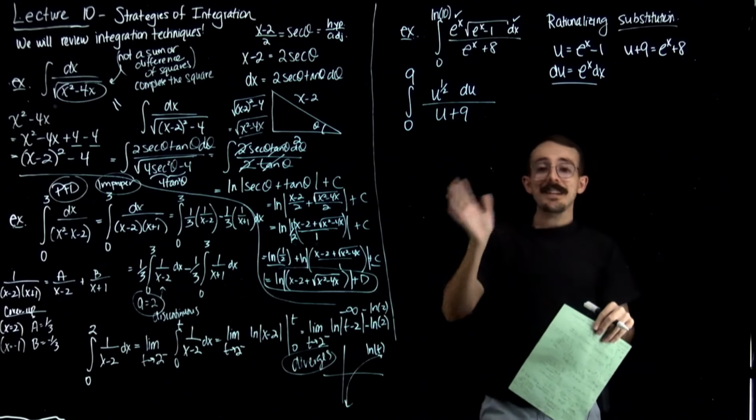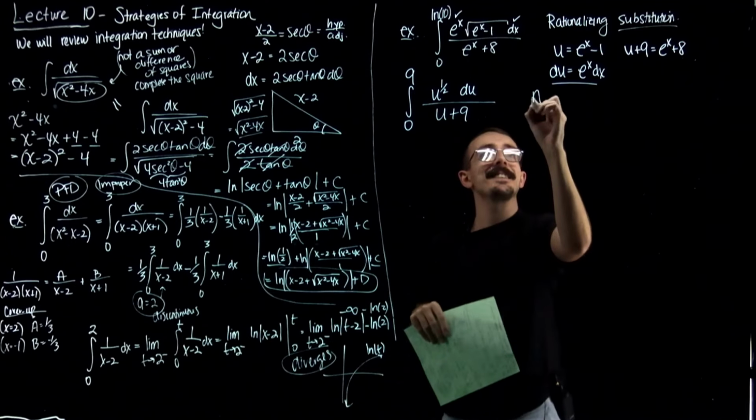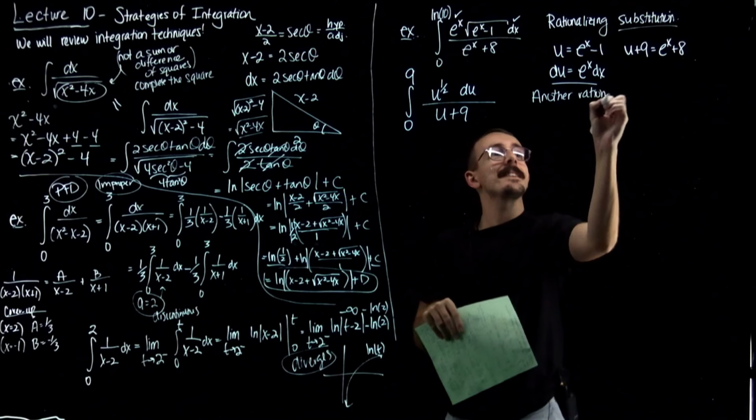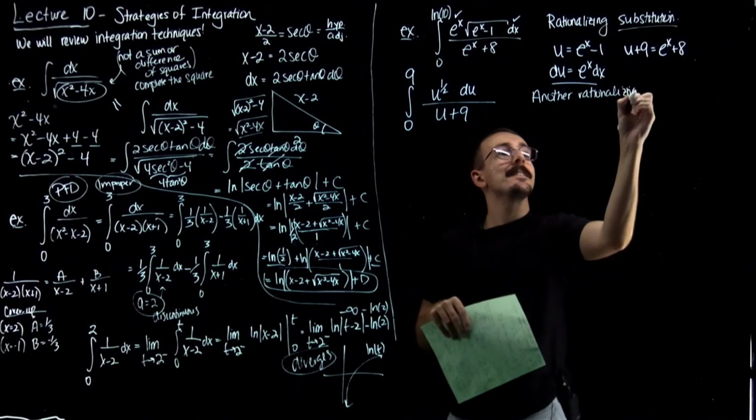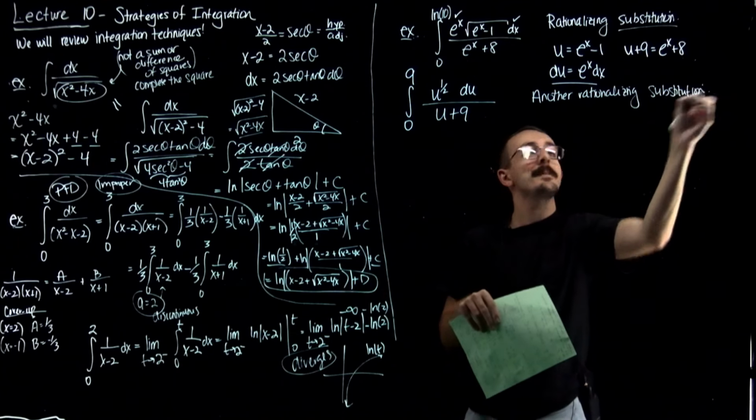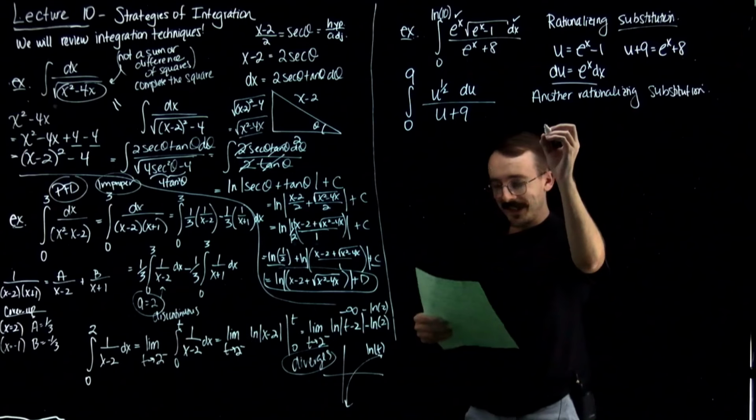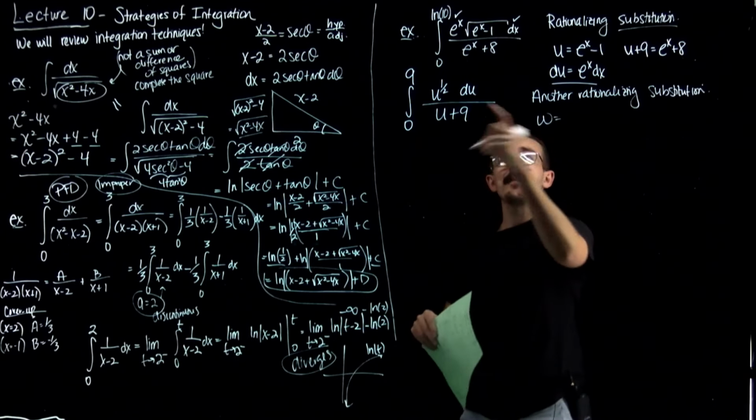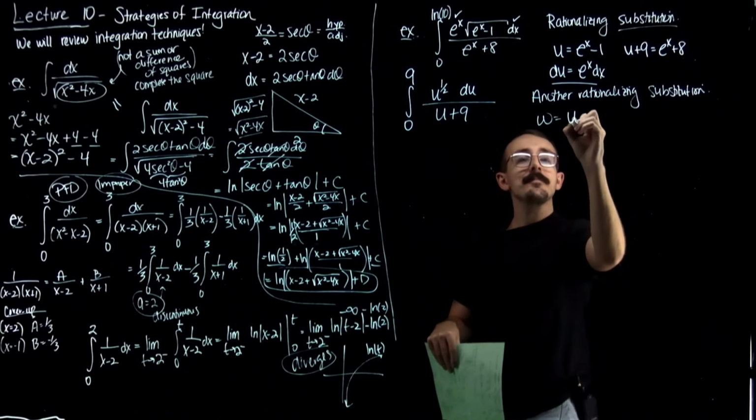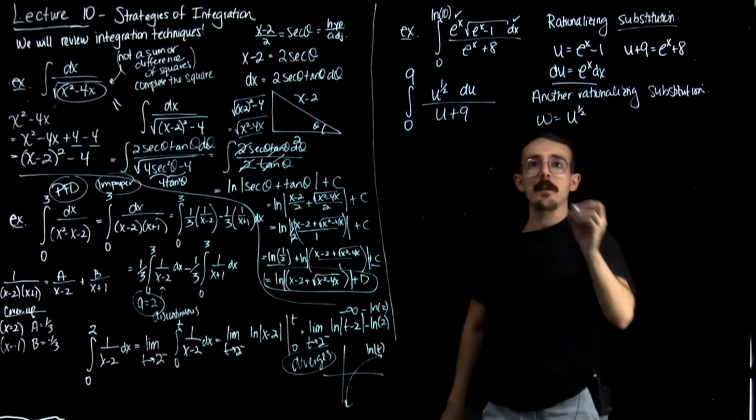So what I did here, it's another rationalizing substitution. If at first you substitute and something doesn't work, you substitute again. So this time I said, OK, I'm really sick of this radical being here. So I just said, let w be u to the 1/2 power.